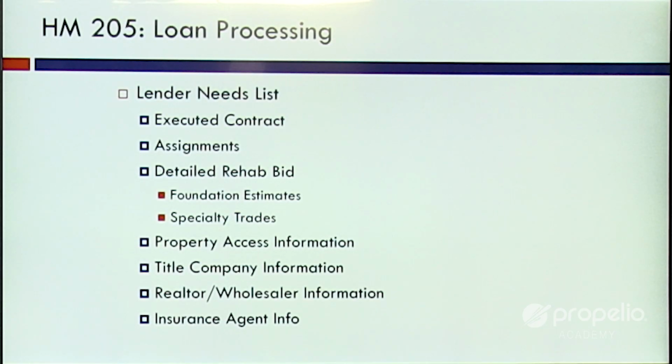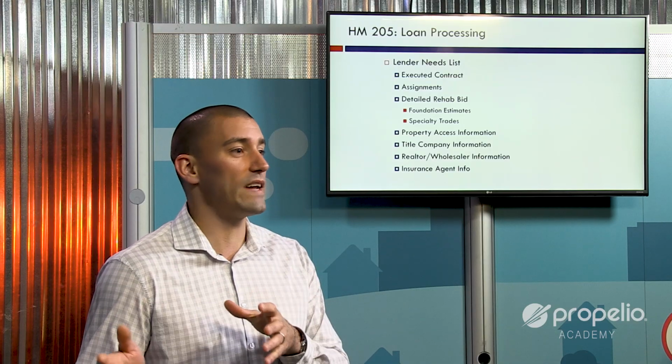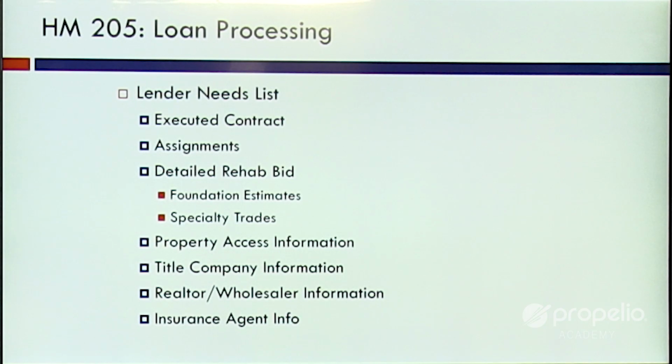You're going to want to send property access information so the appraiser can get access to the property if it's on lockbox or blue box or Supra, or it's vacant, or the back door is open, bring a hammer, or coordinating with a certain person, is the property vacant or is it occupied? You're also going to want to send over your title company information and your property insurance agent. And lastly, any kind of realtor or wholesaler that you're working with.